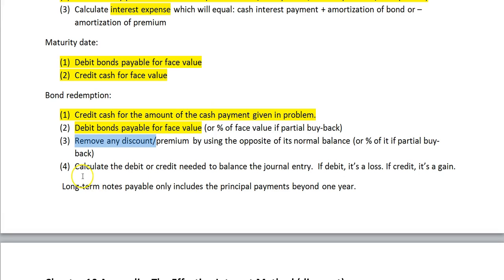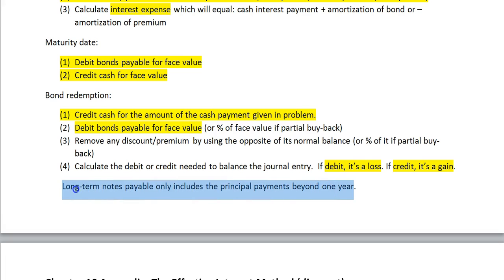The last step is to calculate the debit or credit needed to balance the entry. If the last amount we need is on the debit side, we call it a loss on redemption. If it's on the credit side, we call it a gain on redemption. And for the long-term notes payable, it only includes principal payments beyond 1 year.